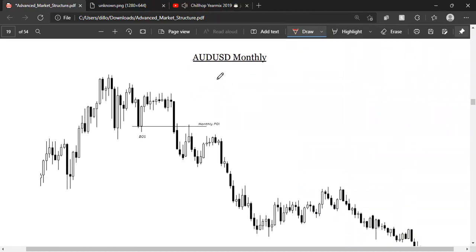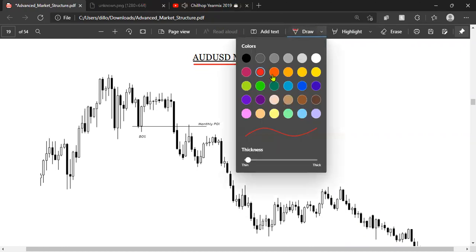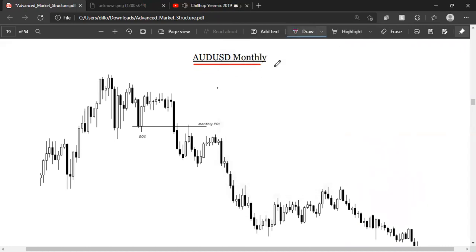So next example, AUD/USD on the monthly time frame. So what do we see, right? We see a huge move to the downside after there was bullishness in this market. We start breaking lows, okay? So what do we see? We see a retracement back up into that monthly point of interest, right?